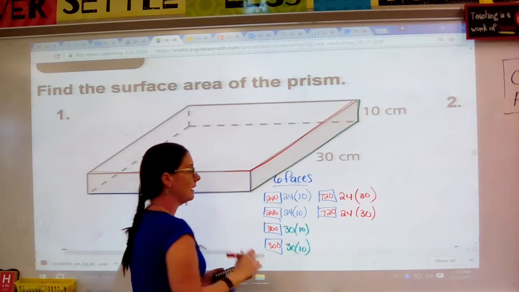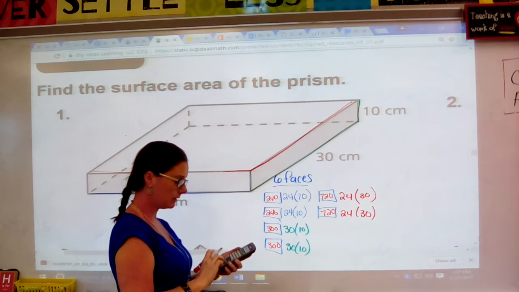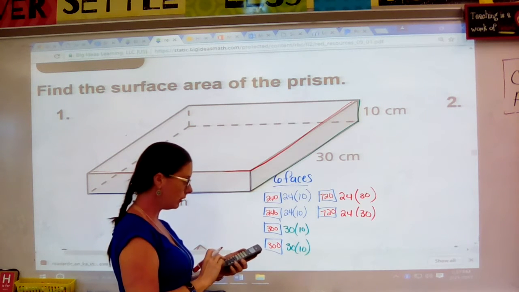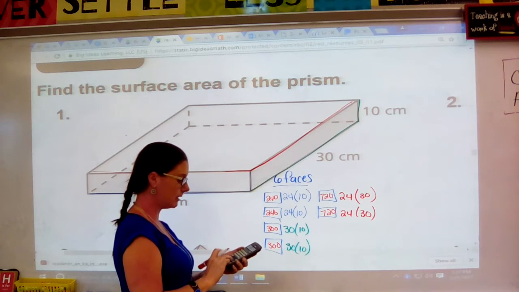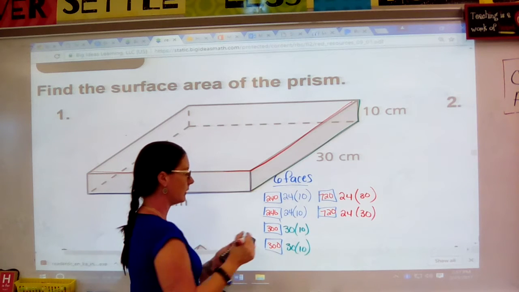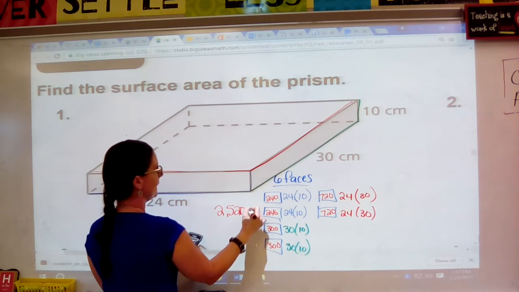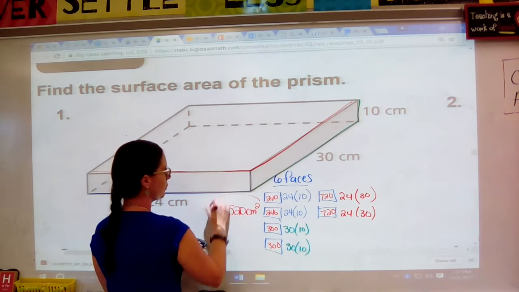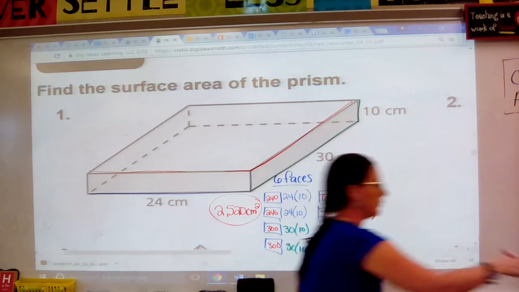Now I know the area of each face. I'm going to add up all 6 of my faces to get the total surface area. How much paint would I need to cover this entire rectangular prism? I would need 2,520 centimeters squared of paint to paint this entire rectangular prism.